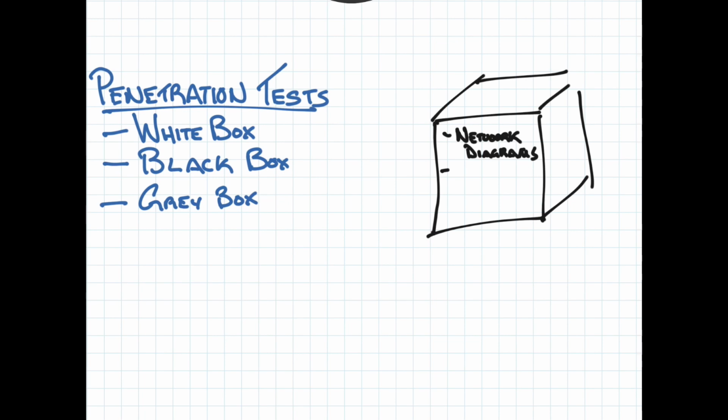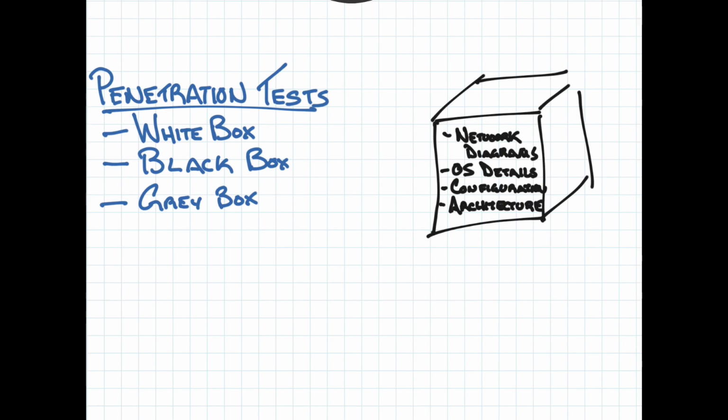operating system details, configuration data, and generally their architecture. In a white box penetration test, you can see everything. You have complete knowledge of this system.